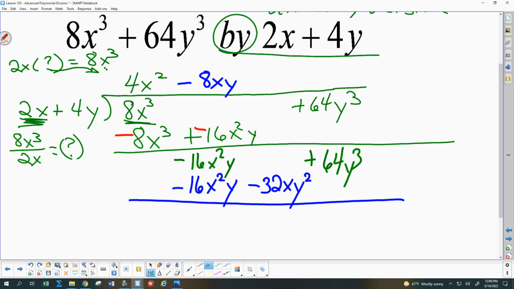After I've written that down, we subtract the next line. And now the 16x squared y's go away. And we have plus 32xy squared. Bring down the plus 64y cubed.